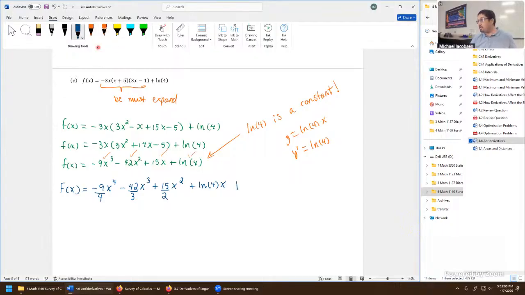All that's left to do is throw down the constant of integration C. So that's our entire antiderivative right at that stage. One small tragedy though, 42 is divisible by 3. So if we were writing it as simplified as possible, f of x is negative 9/4 x power 4 minus 12 x power 3 plus 15 halves x squared plus natural log 4 times x plus a constant. A lot of writing for just one small simplification there. But we've got it, folks. That's our total antiderivative. Any questions at all getting through that last one?